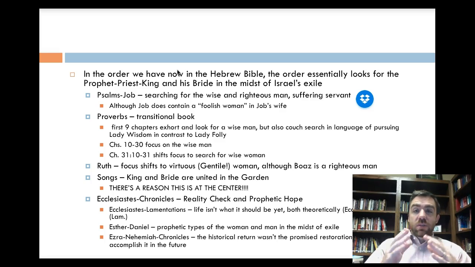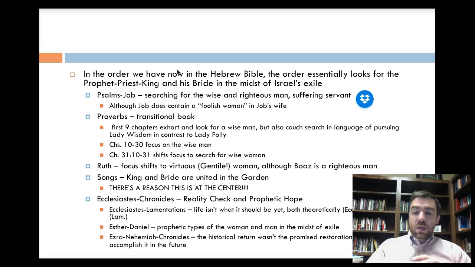Ruth shifts away from the virtuous, righteous, suffering servant man, wise king motif, and shifts back towards the woman. This time a Gentile woman, and Boaz is a righteous man. So we're looking for a wise king who's also a suffering servant. We see the suffering servant aspect in Job. Then in Proverbs, we're still looking for this wise man, wise king, who pursues Lady Wisdom instead of Lady Folly. In Ruth, we get a real-life picture of that with Ruth and Boaz.